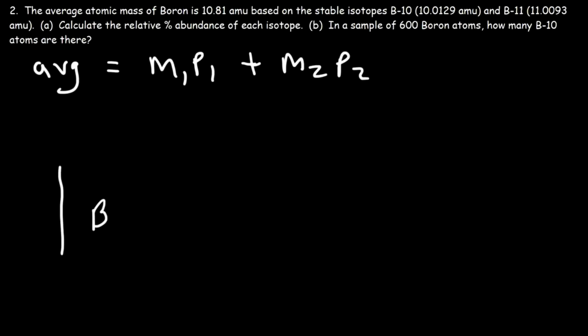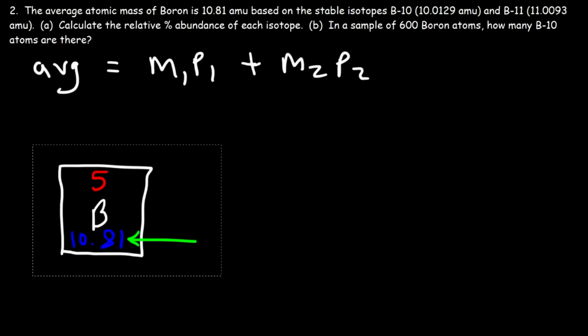If you go to the periodic table, you should see this for boron. It has an atomic number of 5 and an average atomic mass of 10.81. It's important to understand that when you see this number, it represents not the mass of an individual isotope of boron, but rather the average mass of all the isotopes of boron on the Earth. So just keep that in mind.